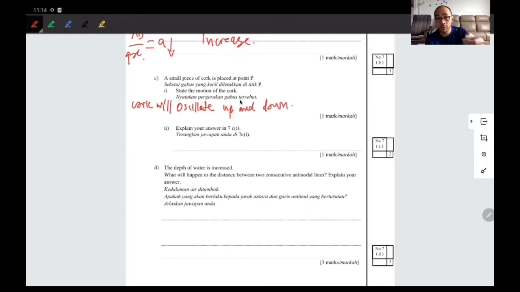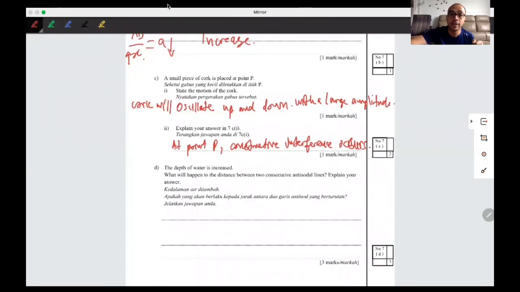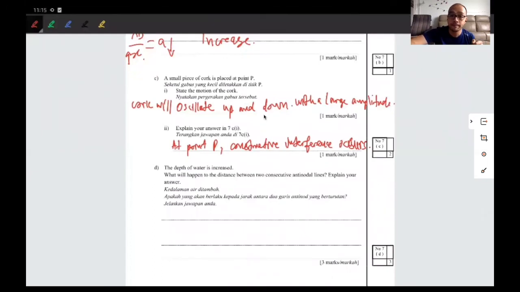Okay, if you want to make your answer better, you can say with a large amplitude. Okay, explain your answer. Why? Because at point P, constructive interference occurs. Okay, at point P, constructive interference occurs, which is why we get this one.